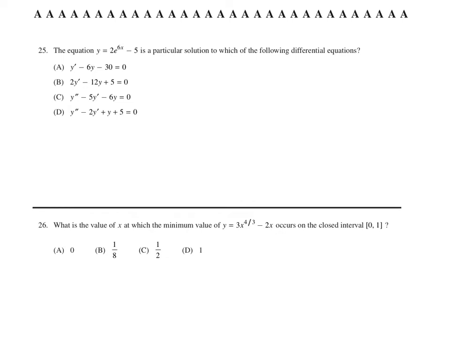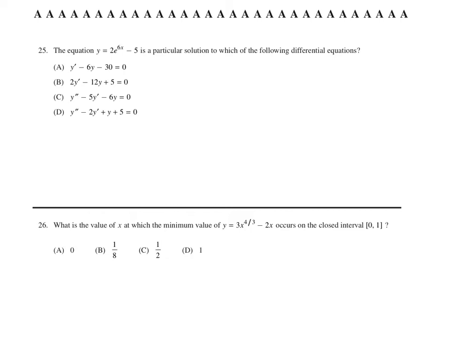Okay, we have not seen a function or a question like this 25 yet, but we can use what we know and apply it and solve it. So it's saying that if we've got this function, y equals 2e to the 6x minus 5, then if we applied that function and found its first derivative minus 6 times y, which is this quantity, minus 30, that we want to get 0. We want to know which of these equations would work out that when we plug in the derivative or the second derivative, we would get 0 every time.